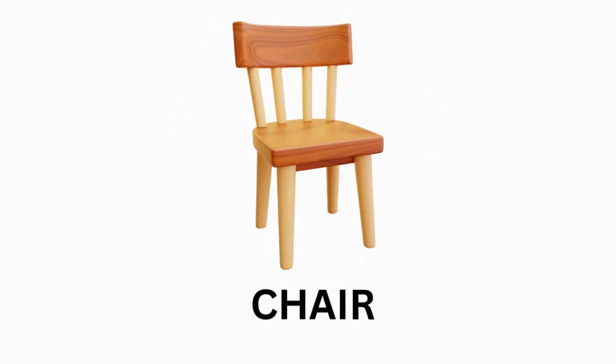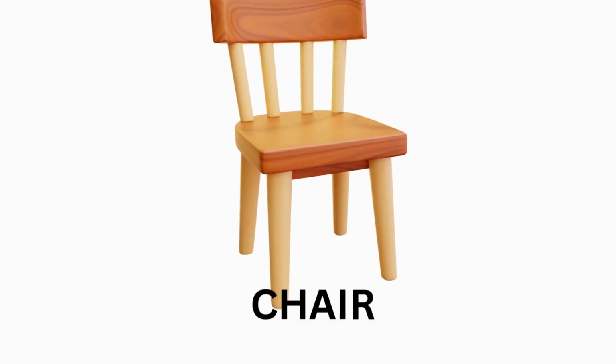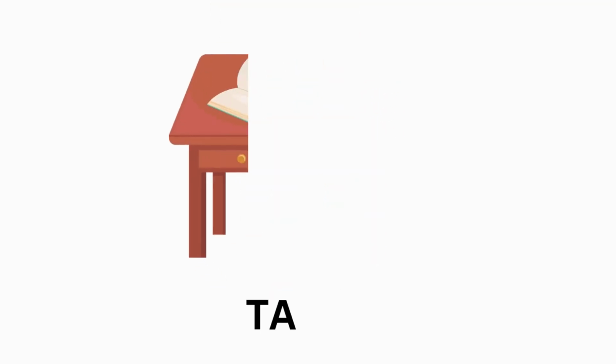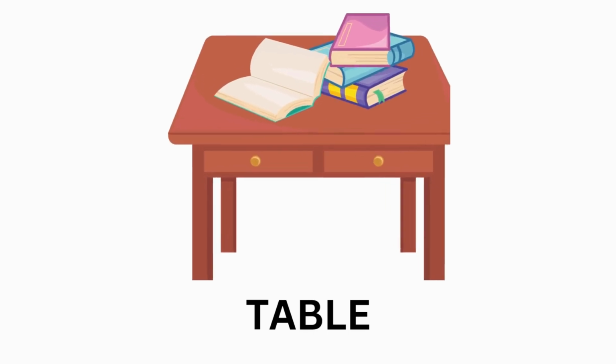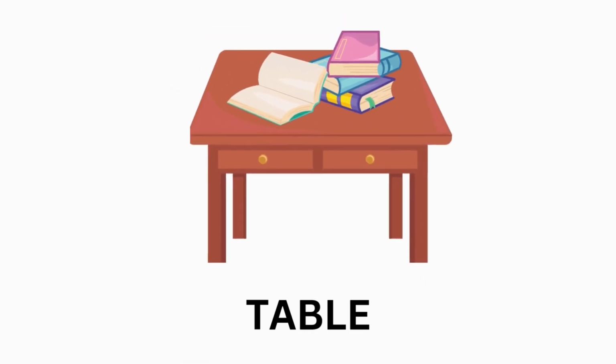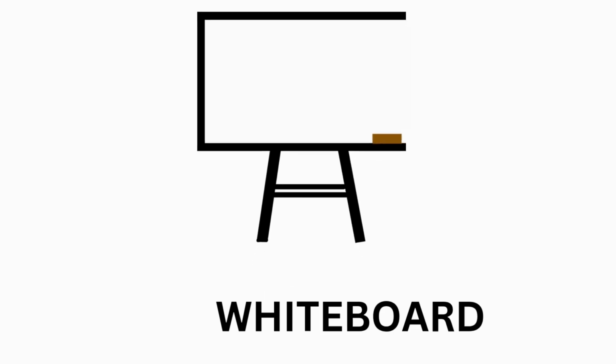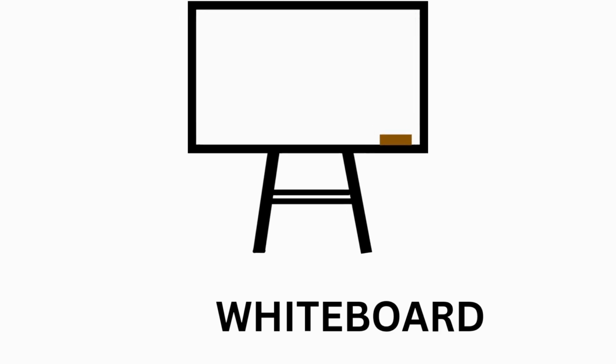This is a chair. A chair. We sit on the chair. This is a table. A table. The teacher keeps books on the table. This is a whiteboard. A whiteboard. The teacher writes on the whiteboard.